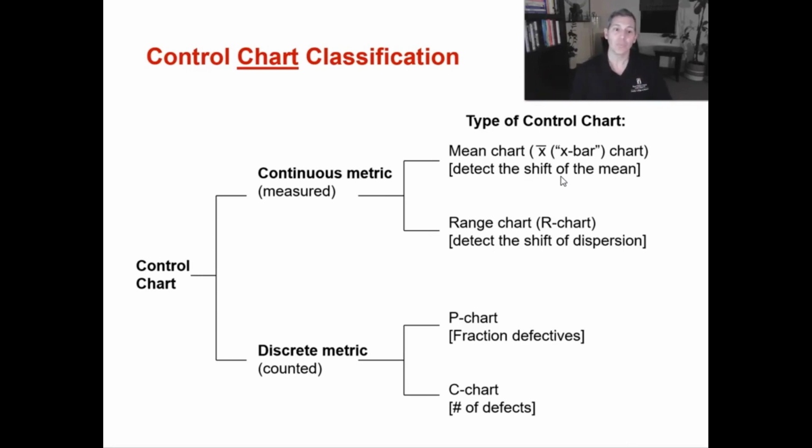Another continuous metric would be a range chart. This detects the shift of dispersion. So are things getting higher or are things getting lower? Are things getting heavier or are they getting lighter? These are things that are measured.